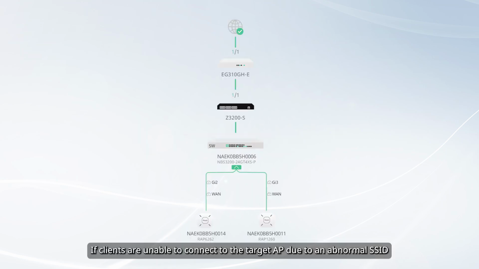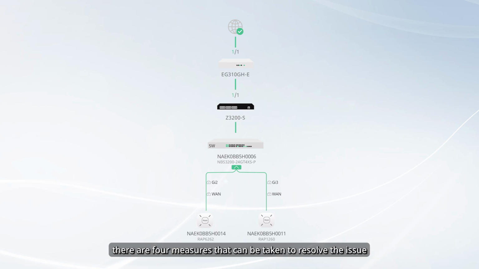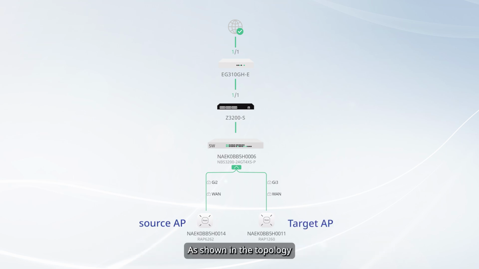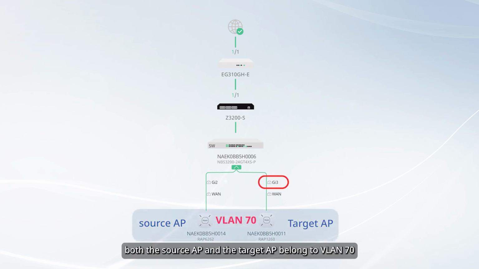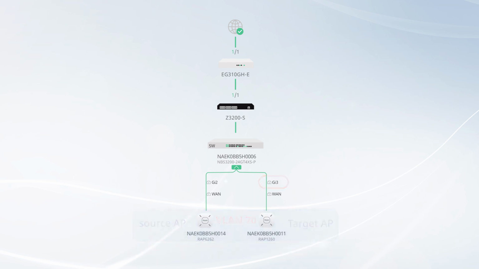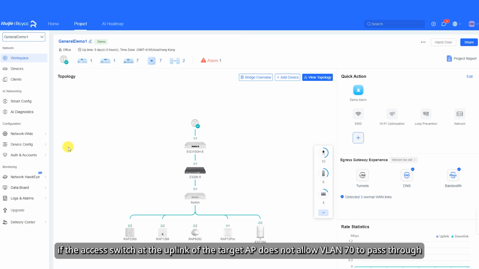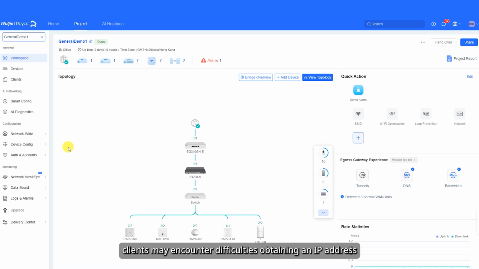If clients are unable to connect to the target AP due to an abnormal SSID, there are 4 measures that can be taken to resolve the issue. As shown in the topology, both the source AP and the target AP belong to VLAN 70. First, if the access switch at the uplink of the target AP does not allow VLAN 70 to pass through, clients may encounter difficulties obtaining an IP address, resulting in disconnection after roaming.